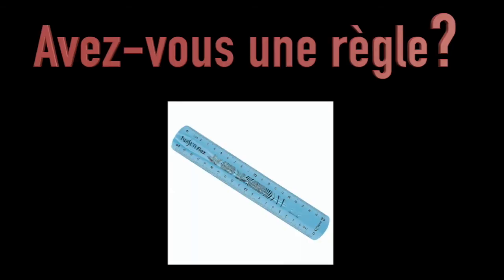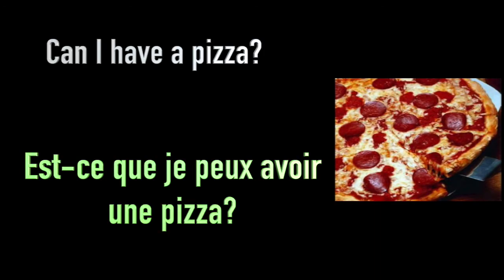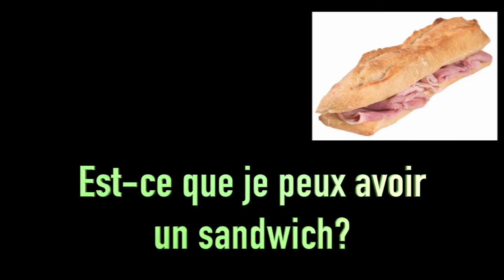Do you have a ruler? Avez-vous une règle? Now you might want to ask someone if you could have something. Est-ce que je peux avoir? So for example, can I have a pizza? Est-ce que je peux avoir une pizza? See if you can ask, can I have a sandwich? Est-ce que je peux avoir un sandwich?